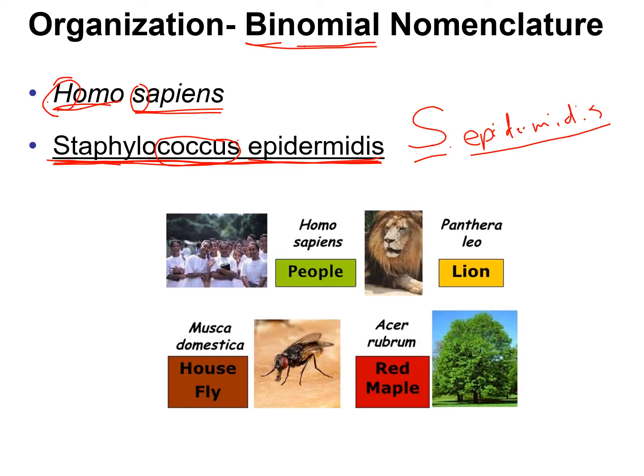And this is just an example of some other scientific names for other living things that you may be familiar with. Of course, people, Homo sapiens, a lion, Panthera leo, a fly is Musca domestica, and a red maple is Acer rubrum. Rubrum, of course, is red. So all living things, whether they are an animal, a plant, a bacteria, they have been assigned a scientific name.